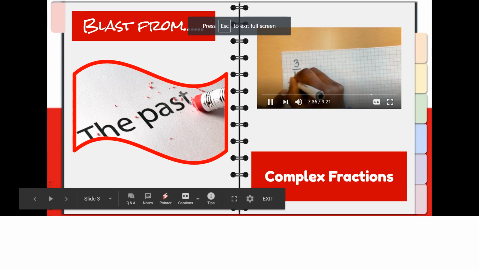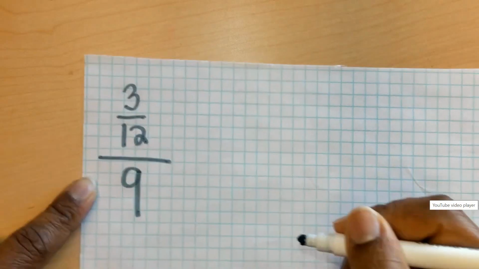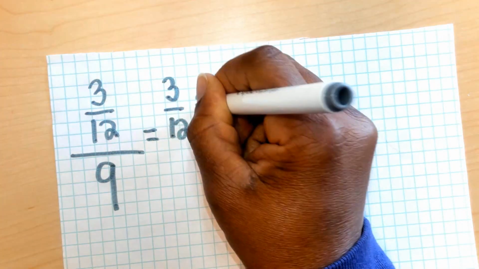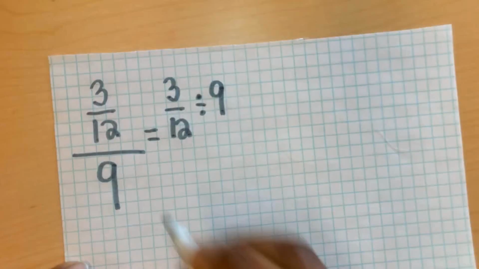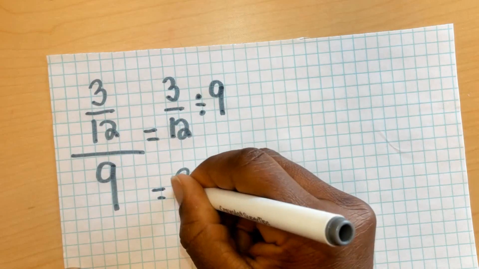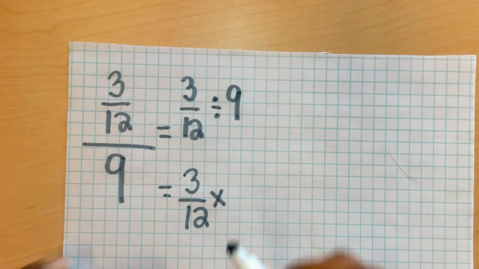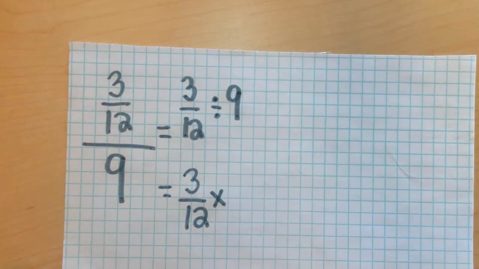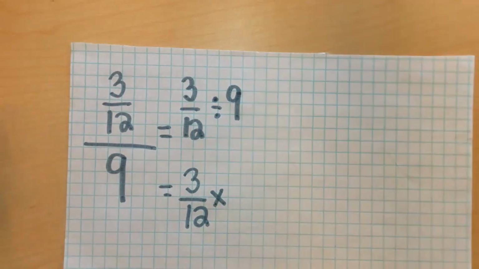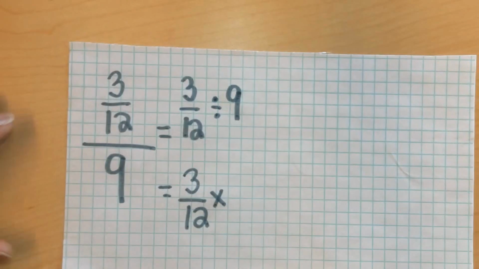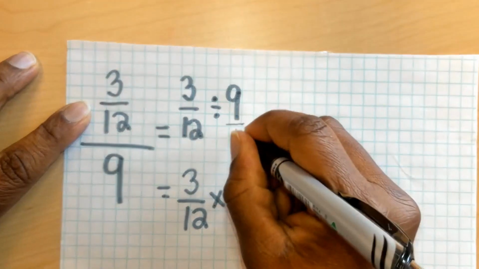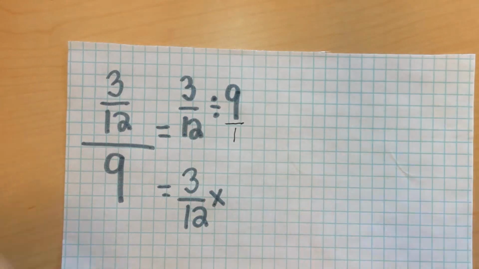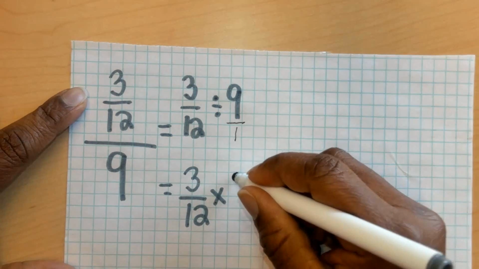12 divided by 9. It's the same thing as 3 12ths divided by 9. So when I divide, it will be 3 12ths times, what is the reciprocal of 9 as a whole number? You know, all whole numbers can be made into a fraction. How do we make 9 into a fraction? Well, 1 is the denominator, right? So now I need to do the reciprocal of 9 over 1, which will give me 1/9.